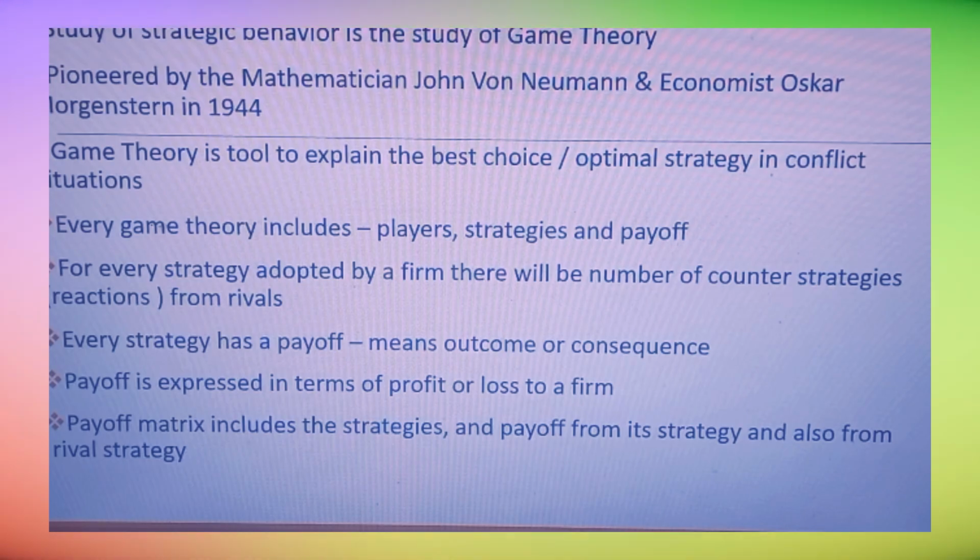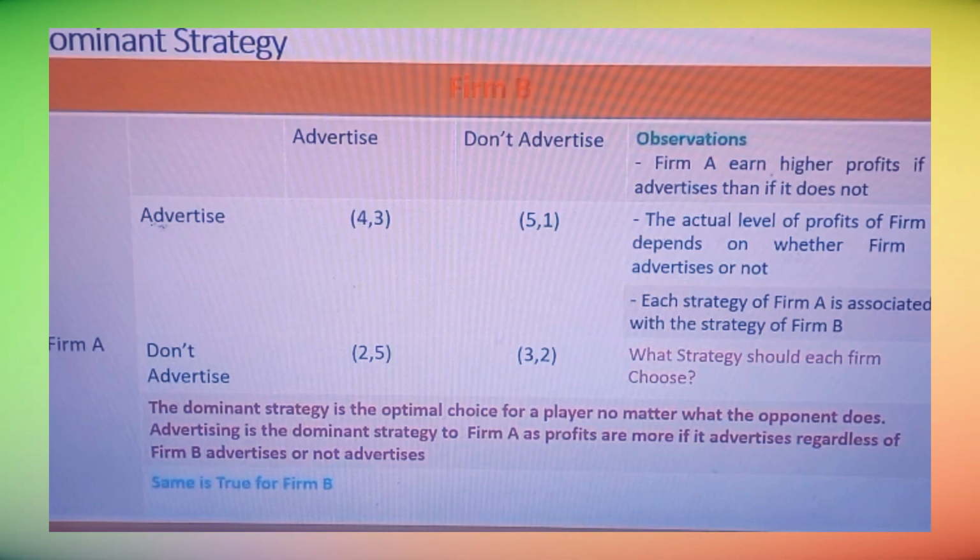Every strategy has a payoff. What do we mean by a payoff? Payoff means an outcome or a consequence. In the language of business, a payoff means a profit or a loss to a firm. So this game theory can be better explained with the help of a payoff matrix. This matrix includes players, strategies and payoffs. Payoffs are the benefits to or losses to the firms. So this is the payoff matrix.